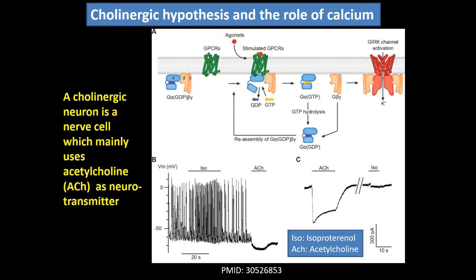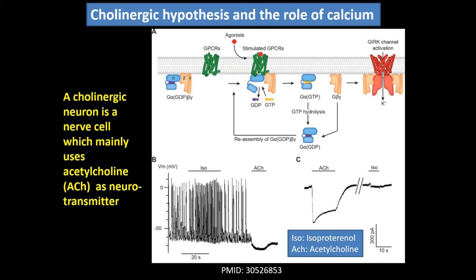At this point, I'd like to discuss the cholinergic hypothesis of Alzheimer's and the role of calcium in signal transduction. A cholinergic neuron is a nerve cell which mainly uses acetylcholine as a neurotransmitter. Acetylcholine was the first discovered neurotransmitter. It acts at various sites within the central and peripheral nervous system, where it functions as a neurotransmitter and as a neuromodulator.